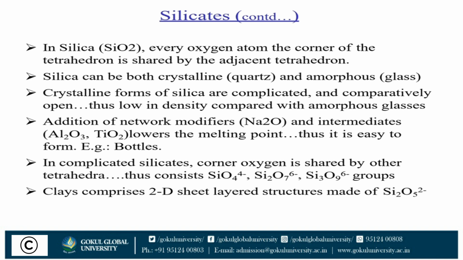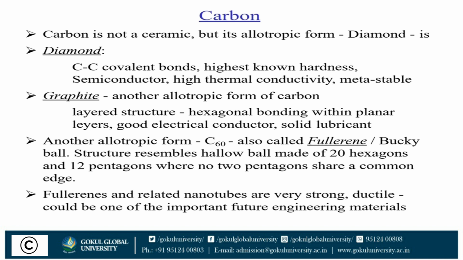In a complicated silicate, the corner oxygen is shared by other tetrahedra, thus the contents are SiO4, Si2O7, Si3O9. The oxygen content may be different, so the compositions will be different.